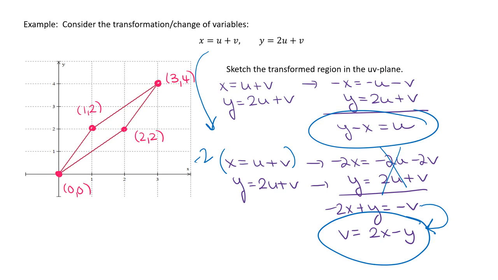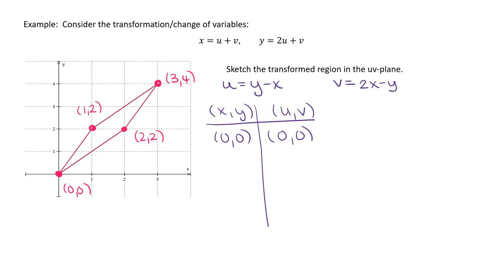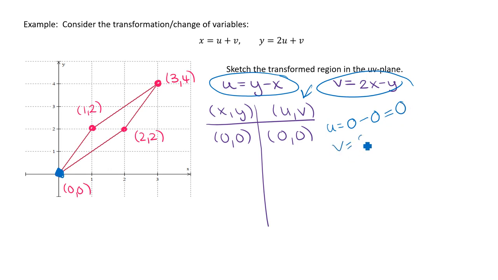So I just took the equations given and solved them for u and v, because now I can transform all the points in my image into u and v coordinates. What I mean by that is, if we consider the point 0, 0, so x is 0, y is 0, we can plug that into our u and our v equations. If x and y are 0, u is y minus x, so 0 minus 0, and v would be 2 times 0 minus 0, that's also 0.